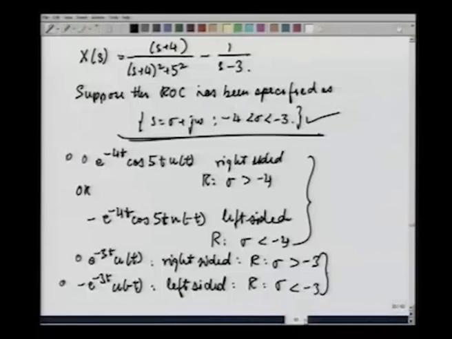The answer is e to the minus 4t cos 5t u(t) minus e to the minus 3t u(minus t). This then is the x(t) we are looking for.